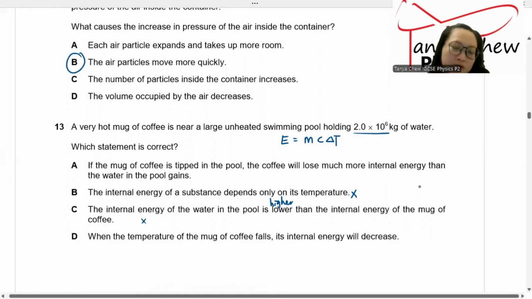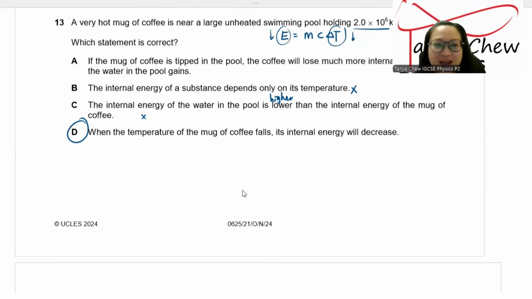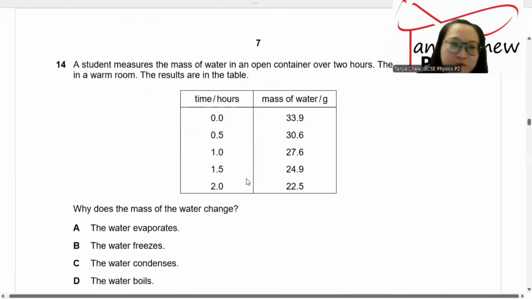So C is wrong. D, when the temperature of the mug of coffee falls, its internal energy will decrease. So when the temperature falls, the internal energy will also decrease. That is definitely correct. Therefore, the answer is D. Now, if you have any comment, do not hesitate. Just comment below. And let us start with question number 14 now.